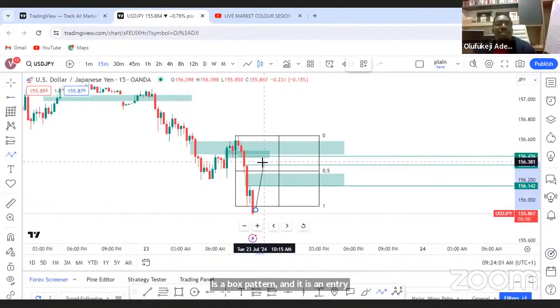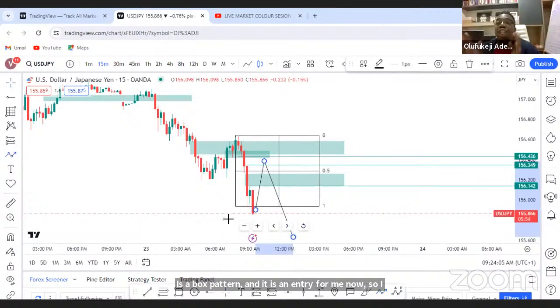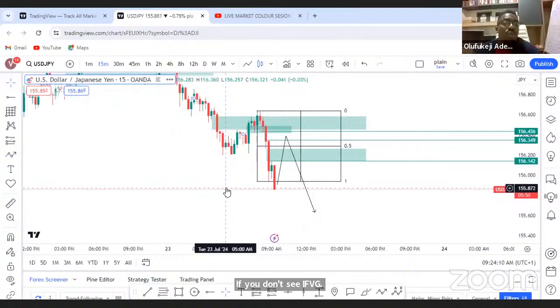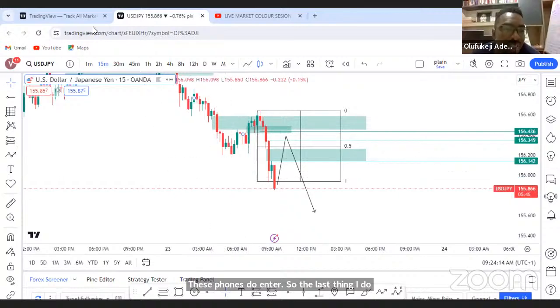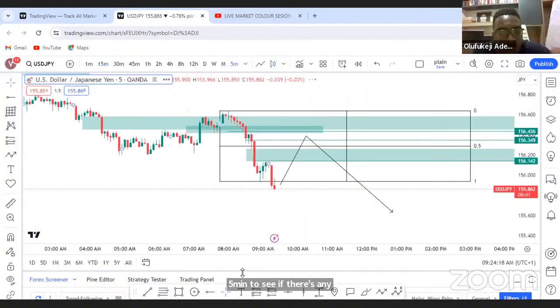Now, some can say, but price is coming down. How do I enter? If you don't see IFVG being formed, don't enter. So the last and final thing you can do now is, okay, maybe let's go to the 5 minutes to see if there's any IFVG to capitalize on this particular move.